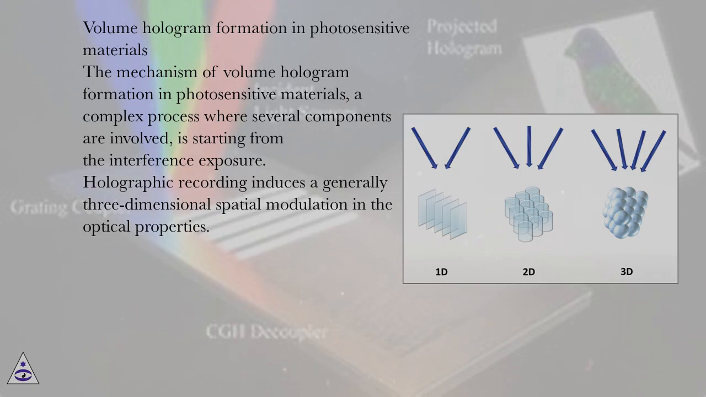Volume hologram formation in photosensitive materials. The mechanism of volume hologram formation in photosensitive materials, a complex process where several components are involved, starts from the interference exposure. Holographic recording induces a generally three-dimensional spatial modulation in the optical properties.